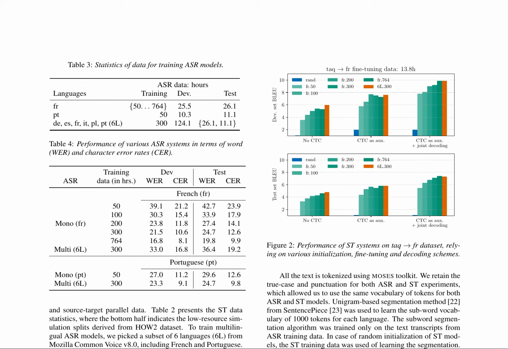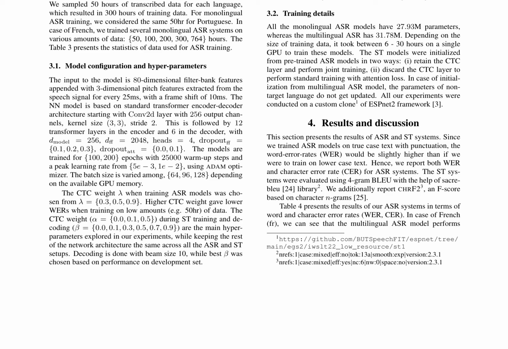Here is a combined summary of pages 3 and 4 of the research paper. The paper presents an investigation into improving low-resource speech translation by exploring various initialization strategies, fine-tuning schemes, and decoding methods. The authors utilize a multilingual automatic speech recognition (ASR) model trained on 300 hours of data from 6 languages, including French and Portuguese, to initialize speech translation (ST) models. The ASR model is based on a standard transformer encoder-decoder architecture with a convolutional layer, followed by 12 transformer layers in the encoder and 6 in the decoder.